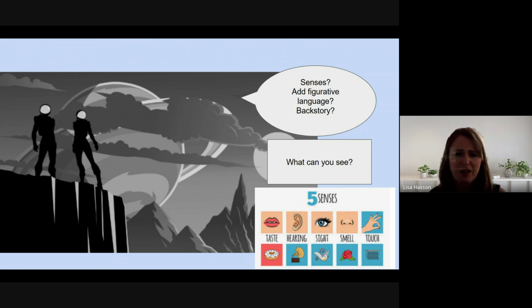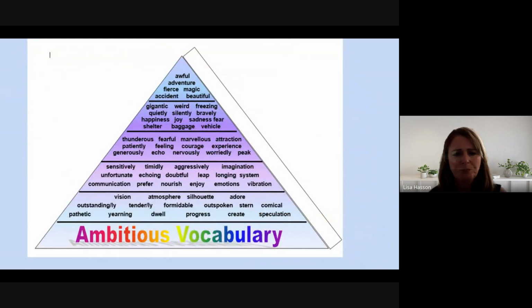Maybe add some figurative techniques. What does that person feel like? What do the mountains look like? Think about backstory maybe. How does that person get here? So maybe a springboard of description and then a bit of a backstory about what they're doing there and why they're there. Talking about what you can see and using that as a bit of a springboard for a piece of creative writing.